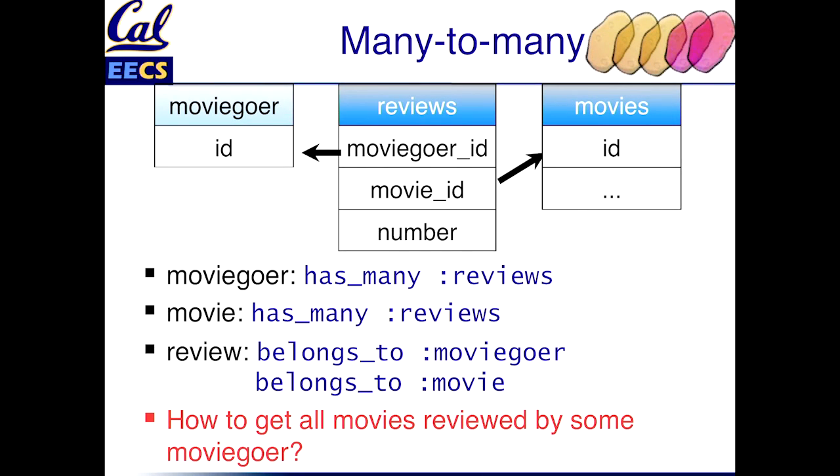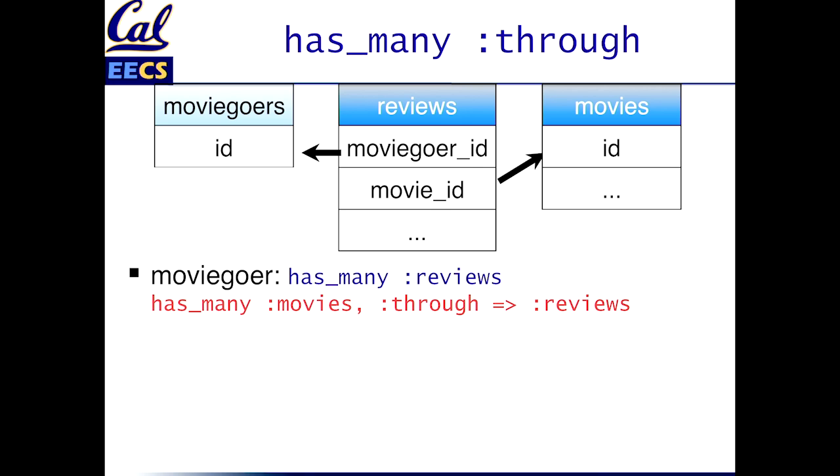So the question is, given that the premise here is that we're trying to establish many-to-many relationships between movies and moviegoers, how do you use this intermediate association to say, for example, all the movies reviewed by some person? Well, we can now say that a moviegoer has many movies through reviews. Right? This is the concept of a through association. So what it's really saying is that, yeah, there's a relationship between things on this side and things on this side. But to traverse that association, you've got to go through an intermediate model which models the individual relationships.